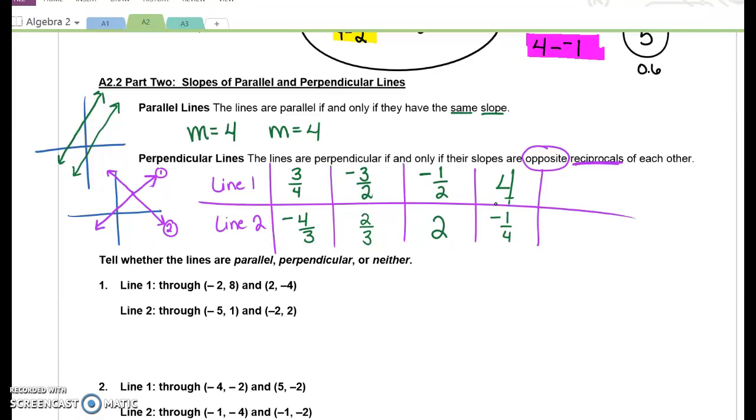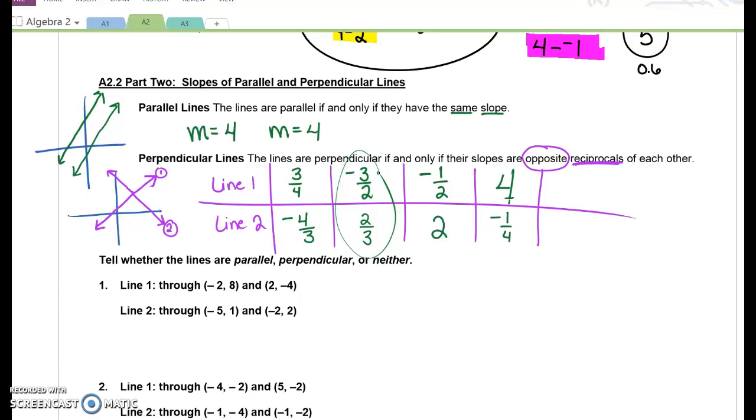The other trick is if you multiply the two slopes together, they will equal negative 1. If you take negative 3/2 times 2/3, negative 3 times 2 is negative 6. 2 times 3 is 6. Negative 6 divided by 6 would be negative 1. So perpendicular slopes have a product of negative 1.